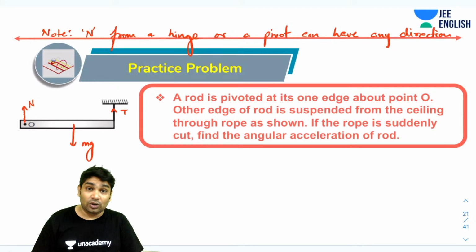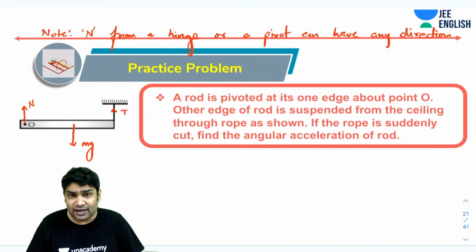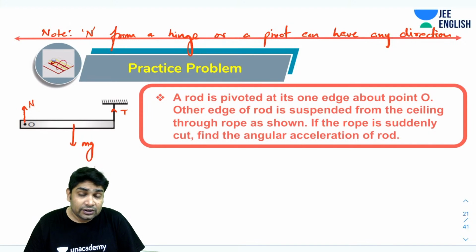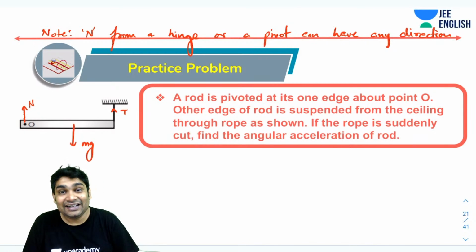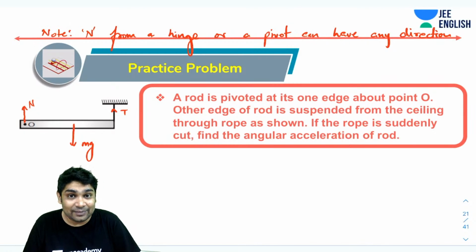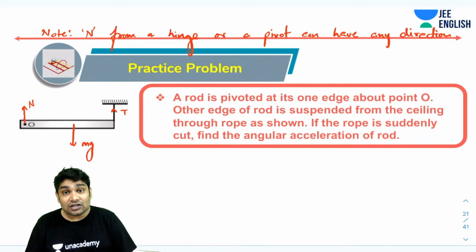Though I showed it vertically, it's not necessary. In this particular case, it will be vertical because there are no horizontal forces, and if there are no horizontal forces, the normal also cannot have a horizontal component. Otherwise, you would have had an unbalanced force in the horizontal direction. So that is why in this case, it does not have any horizontal component, but in general, the normal reaction from a hinge can have a vertical as well as a horizontal component.